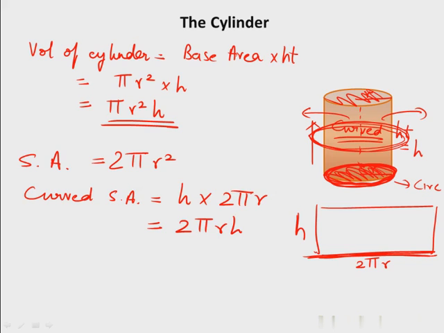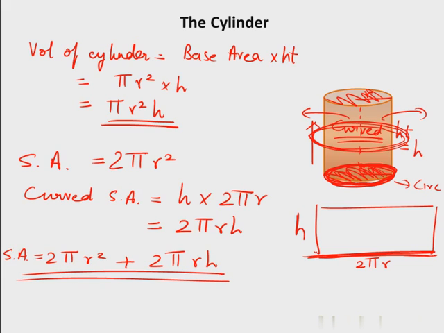When I add these two areas, I get the total surface area. So I get 2 pi r square for the top and bottom plus 2 pi r h for the curved surface area. And that gives me the entire surface area of the cylinder. This cutting open and unwrapping is a very elegant way of figuring out the area of the curved surface.